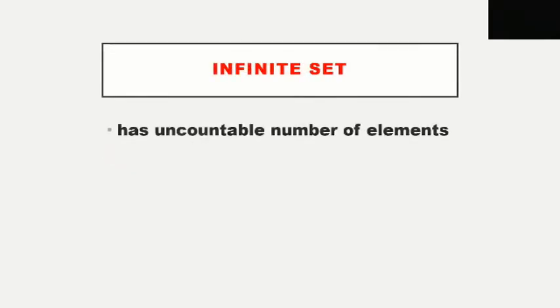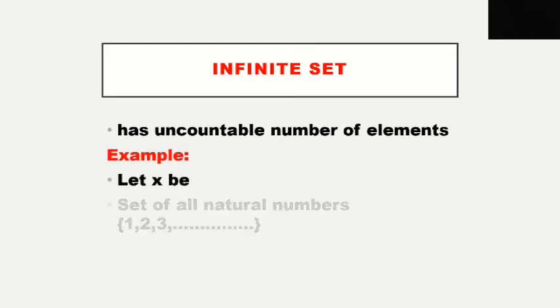An infinite set has uncountable numbers of elements, so it cannot be counted. Example, let x be the set of all natural numbers. The natural numbers are what we use in counting, so we start from 1, 2, 3, and so on and so forth up to infinity. So it doesn't end.